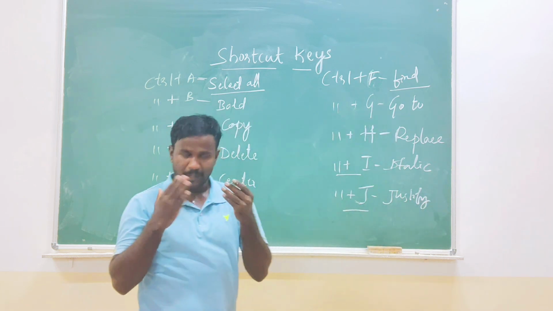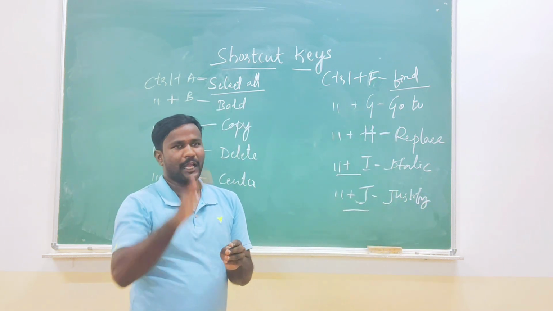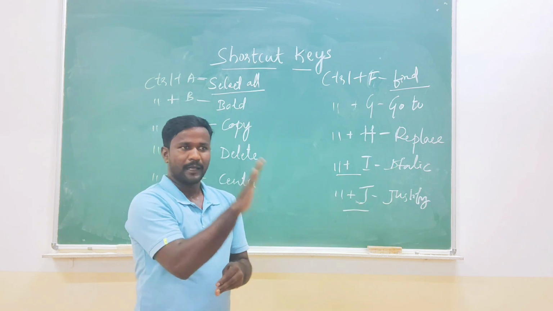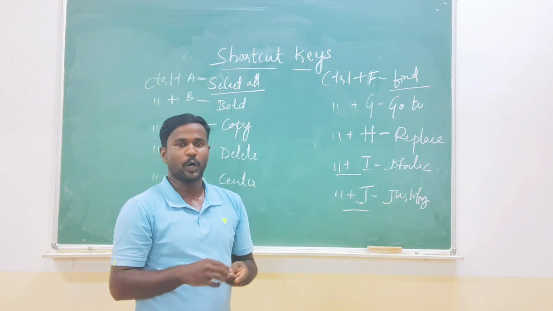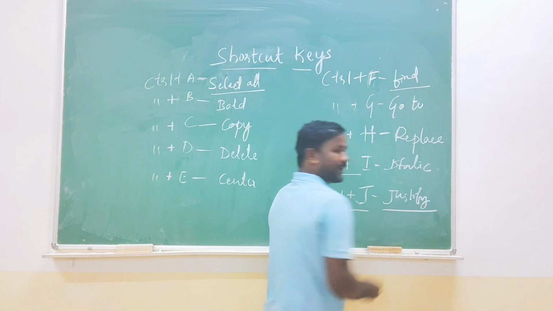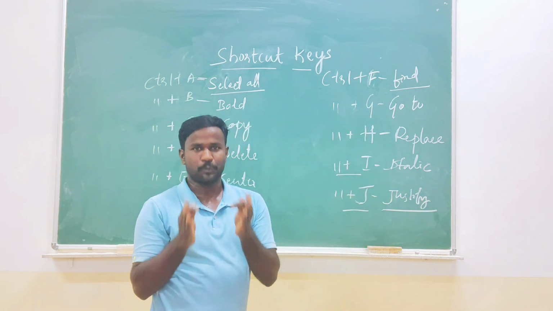The last one we have here is Control J for justify. Justify is also a kind of alignment in MS Word. Every MS Office application has it: in MS Word, Excel, PowerPoint. In MS Word we have an option called justify alignment. It is also a kind of alignment, and we use it for professional documents.